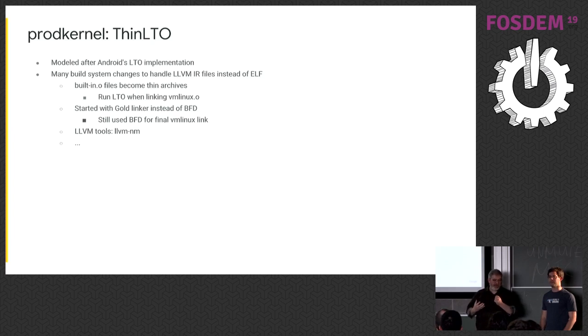I started by using the gold linker because that's what you're supposed to use, and then in order to get the actual final vmlinux, I linked it with the BFD linker. There are some issues, however, with the gold linker, and our teams internally at Google no longer support the gold linker. So they said use LLD.